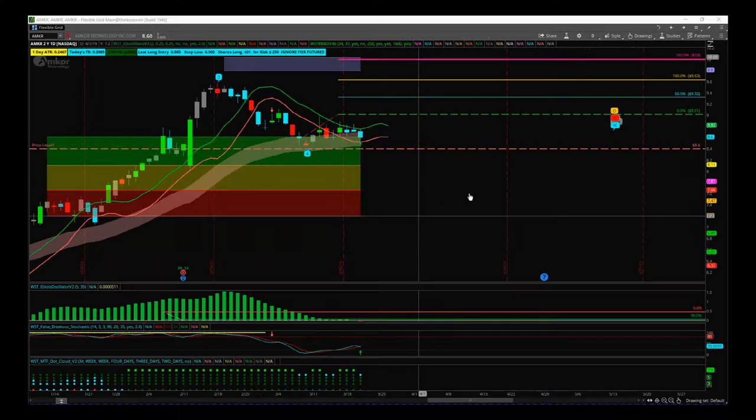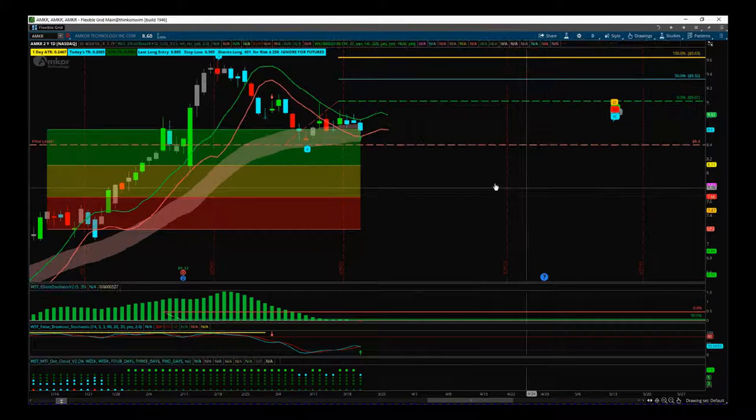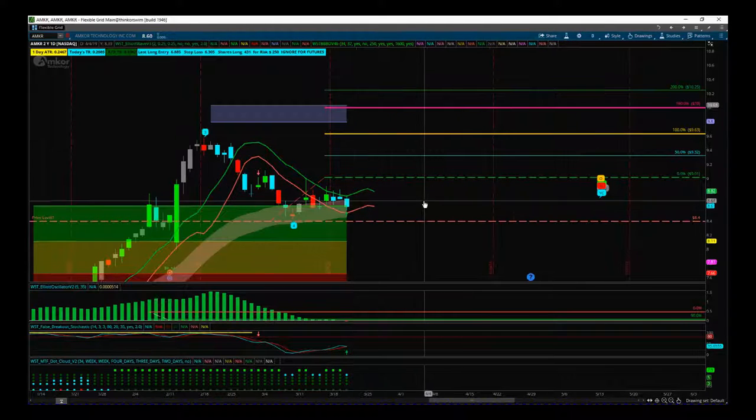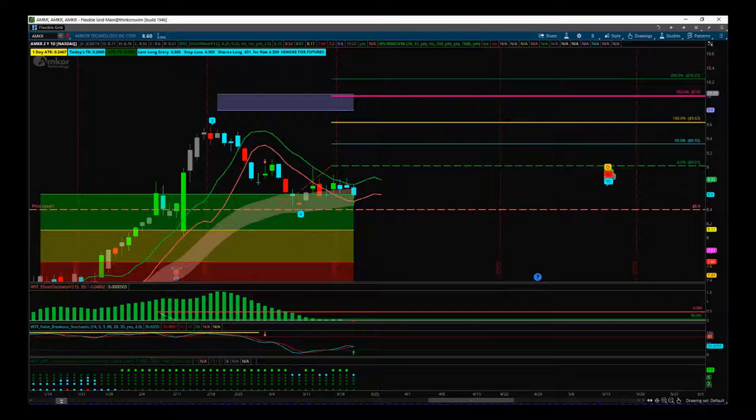AMKR, again, another one that's quite range bound at these levels at the moment, quite a cheap stock. We'll need a catalyst to push it through and get it on that fifth wave move, but the order's still good at the moment.